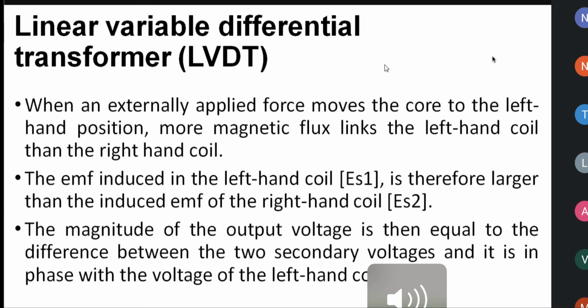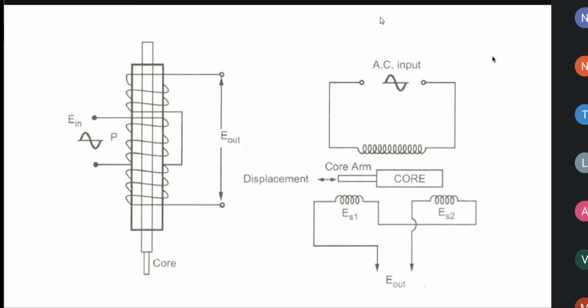Denoted as ES2. The magnitude of the output voltage is then equal to the difference between the two secondary voltages, and it is in phase with the voltage of the left-hand coil. So this is the detailed diagram for the LVDT. So then we have seen V in and V out, that is ES1 and ES2. V in is ES1. E out is the ES2.